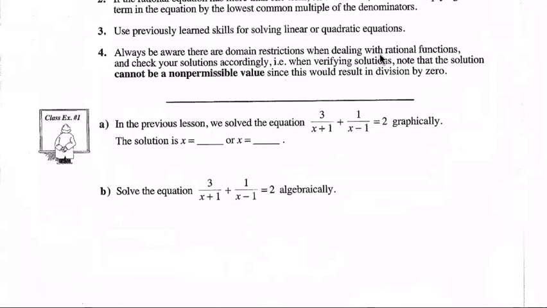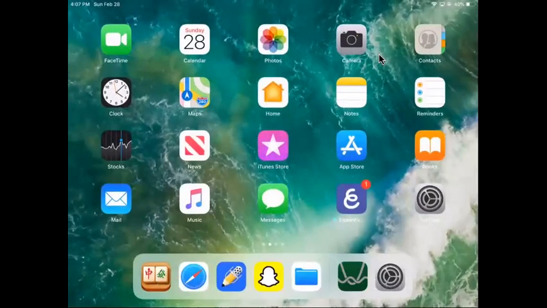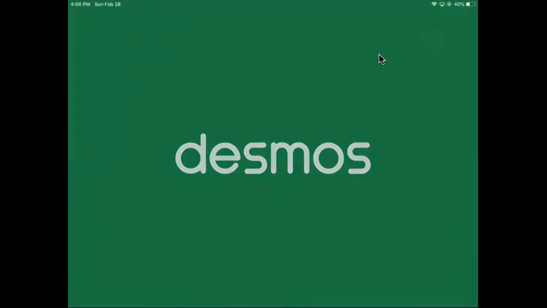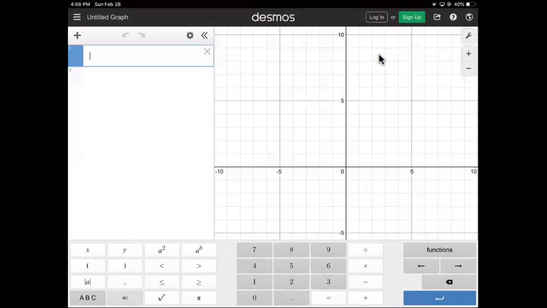Okay, so this example: 3 over x plus 1 plus 1 over x minus 1 equals 2. We solved this one using the graphing calculator already, Desmos. Pretty sure this is exactly the same one. Let's see if it's still in here. It's not in there anymore.